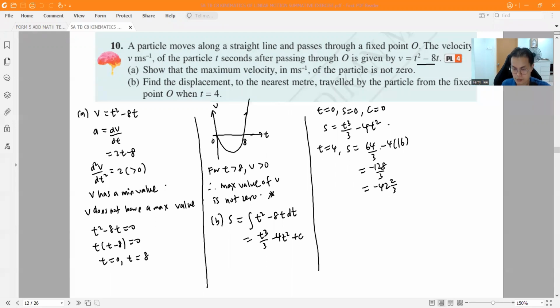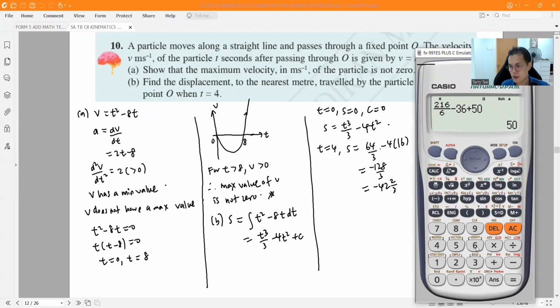Okay, you can confirm. Yeah, let's see. 64 over 3, you minus 64 here. This is 4 times 16, 64. 128 over 3. There you go. 42 and 2 over 3. But we are finding displacement.